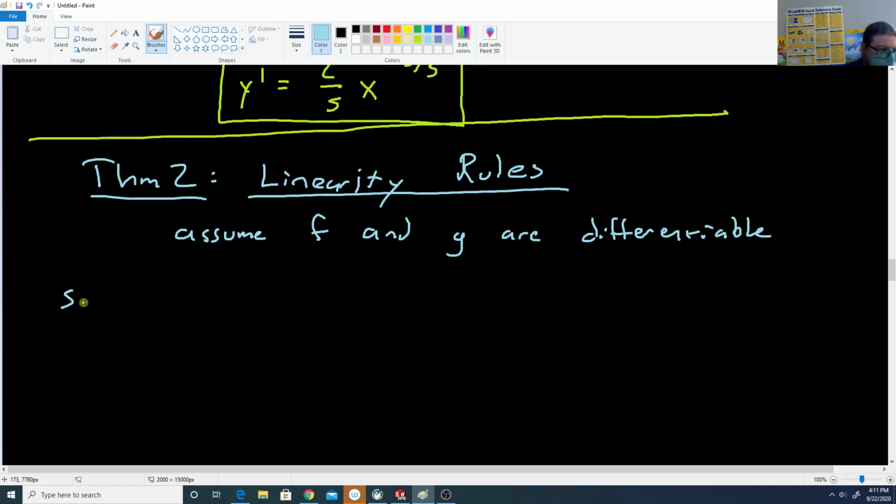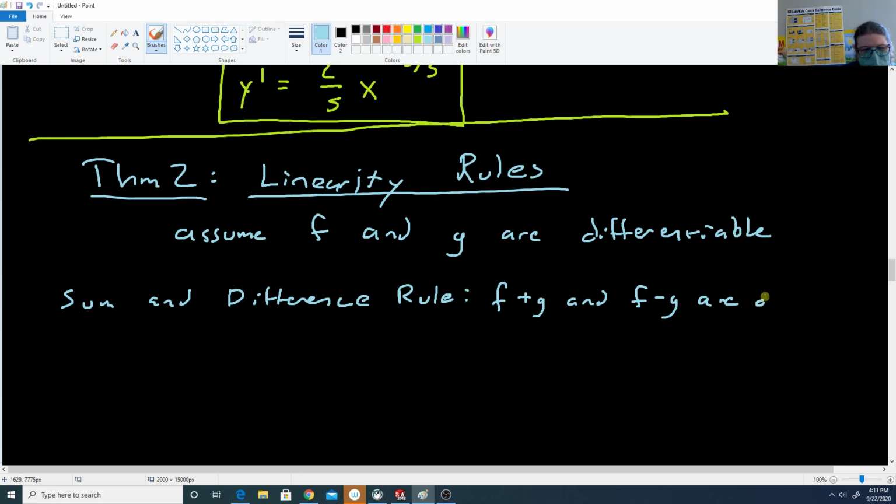We get the sum and difference rule. So if f and g are differentiable, then f plus g and f minus g are differentiable. So if f and g themselves are differentiable, then when you add the two functions together, the derivative of that exists for its domain, and f minus g, the derivative of that can be taken and exists for its domain.